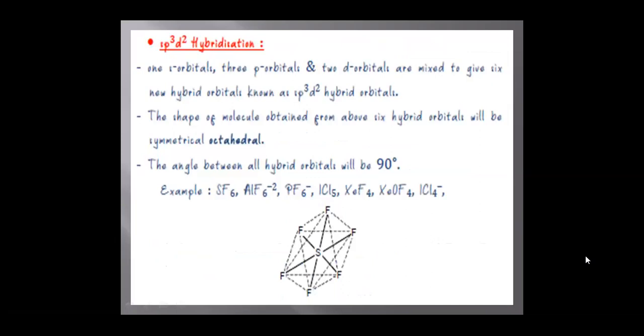sp3d2 hybridization. Here one s, three p and two d orbitals combine to form 6 sp3d2 hybrid orbitals. The shape of the molecule obtained will be symmetrical octahedral. The angle between all the hybrid orbitals will be 90 degree. For example, sulfur hexafluoride.